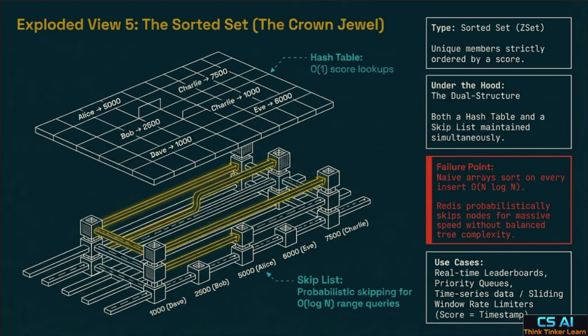The crown jewel, the sorted set. This uses a dual structure, a hash table for O(1) score lookups and a skip list for O(log n) range queries. Why does this matter? Because naive arrays would require resorting on every single insert, an O(n log n) disaster. Redis uses probabilistic skipping to keep operations lightning fast. This is the perfect tool for real-time leaderboards and sliding window rate limiters where the score is a timestamp.